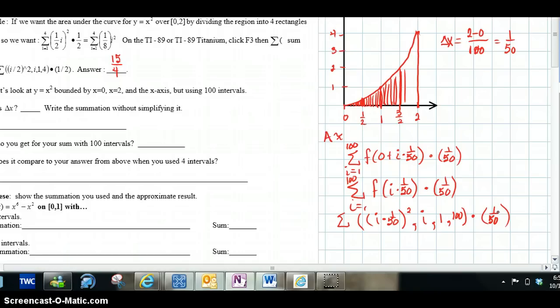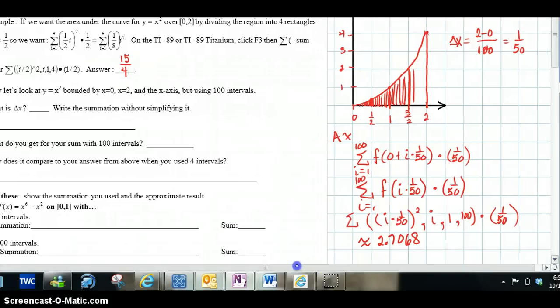When we put this in our calculator, we're going to get a value of about 2.7068. This area is a better approximation of the actual area beneath the curve because of the fact that we're using more rectangles.